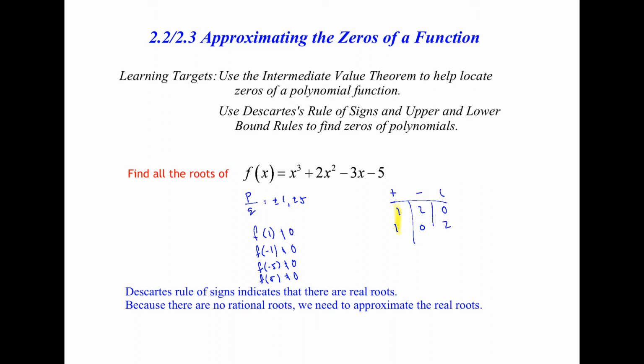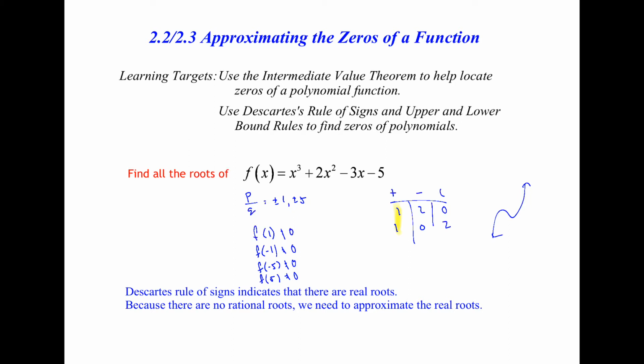which also makes sense because if this is a cubic, we know the shape of it will look like this. And so it has to cross the x-axis at least once. So we're always going to have that one real root with an odd degree. So we know we have one positive. So what from there? Well, Descartes' rule of signs indicates that there are real roots, but there are no rational roots. So we need to approximate the real roots that we do have.